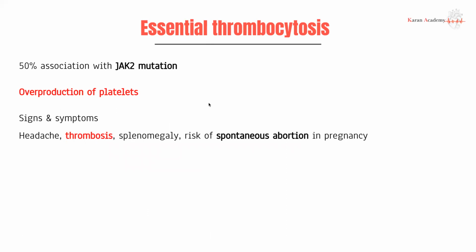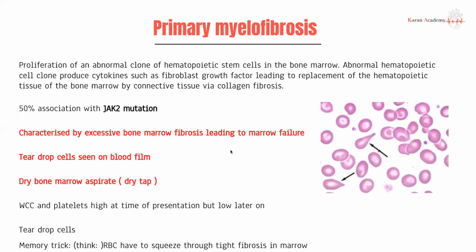Essential thrombocytosis, very, very similar process, except now you just have too many platelets. Again, 50% associated with the JAK2 mutation, and headaches, thrombosis, again, because of hypercoagulable state. And you also carry risk of spontaneous abortions in pregnancy. Next, we have primary myelofibrosis.